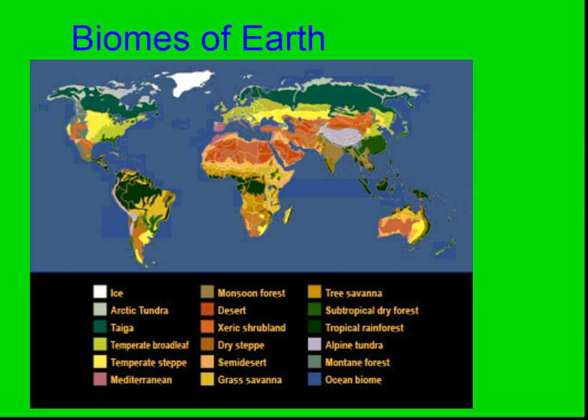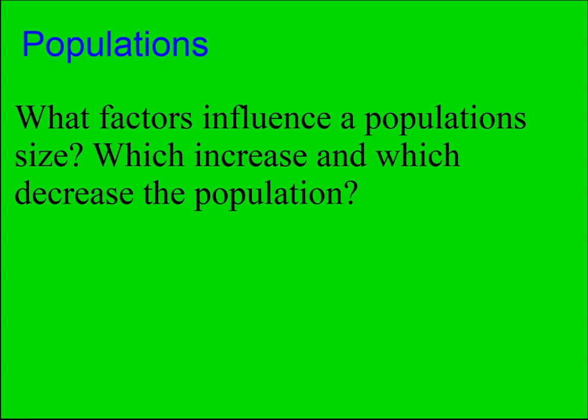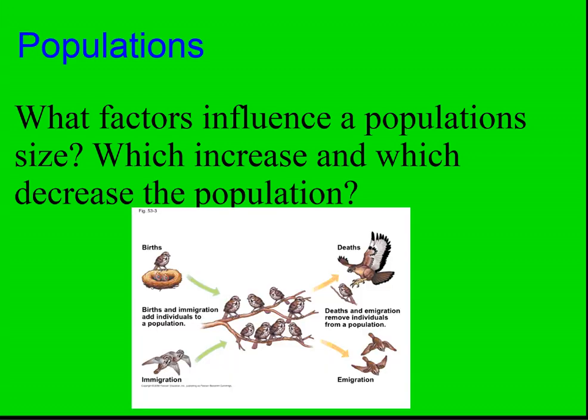Populations. Which factors influence a population's size, which increase and decrease a population? Well, births and immigration will make a population grow up or increase. Deaths and emigration will make a population go down.